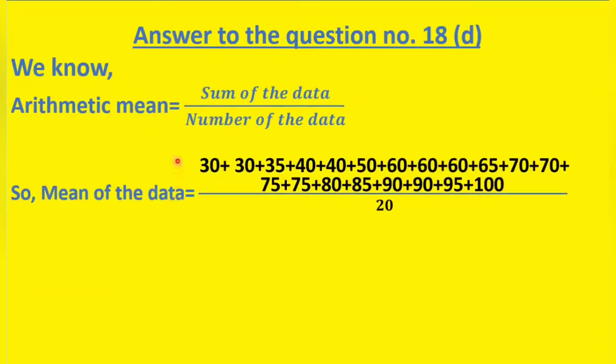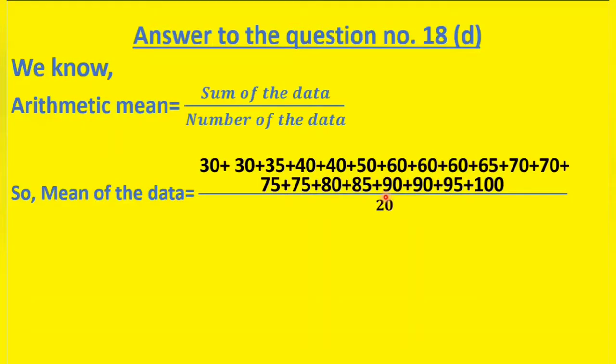Then, for finding the mean of the data, what will we do? We will put all the values in the numerator's place, because here what is written? Sum of the data. So however many data are given there, we will do the sum of those data. The number of the data: see, in the question it was mentioned how many numbers there are. Yes, it's 20. So we have written here 20, and if you count the number of data here, you will absolutely get 20 data.